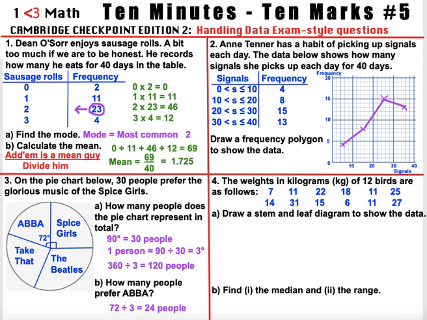Okay, so moving on to question 4. The weights in kilograms of 12 birds are shown as follows. We need to draw a stem and leaf diagram to show the data. So we're going to start off by drawing our stem, and our stem is going to be the number of tens. Now the smallest value is 6 that I can see, the biggest value is 31, so my tens are going to go 0, obviously when there's no tens, 10, 20 and 30, so they're going to make up our stem. Now our leaf is going to be the values, the unit values to represent the data.